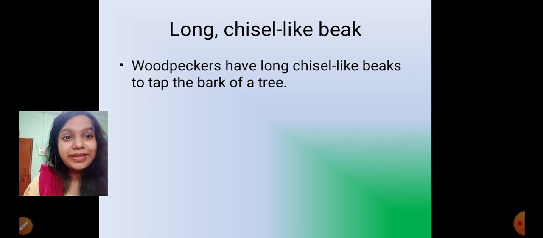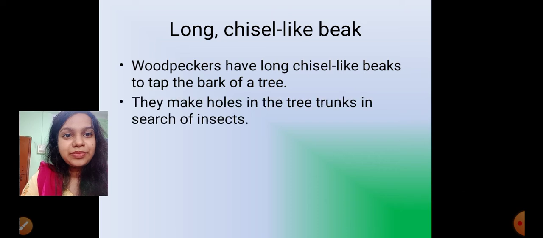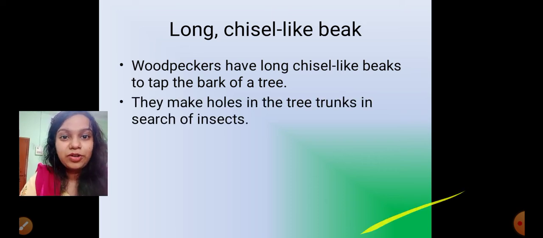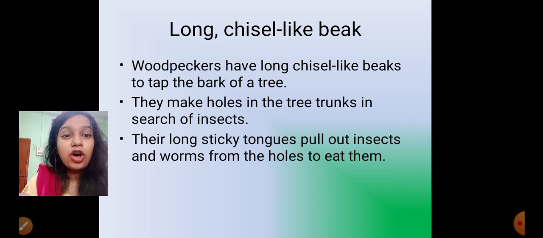And what do they do with that? They tap the bark of a tree. They make holes in the tree trunks in search of insects. Alright. So woodpeckers have long sticky tongues with which they can pull the insects and worms out of the holes and they eat them.